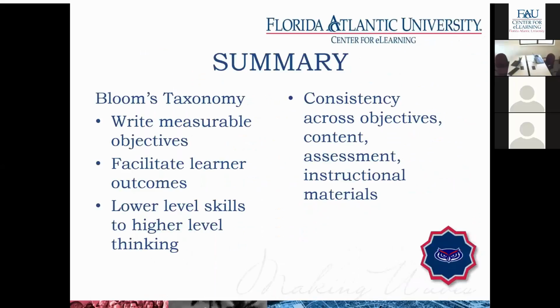So we thought about measurable objectives. We thought about how those objectives are going to produce our learner outcomes, and that's going to come more as you move into the second part of Module 3. We thought about going from the lower, I shouldn't have said lower level skills because they really are not leveled, but they're the lower form of the skills to develop higher order thinking, rather than levels of thinking. And Fred gave us the idea of consistency across the objectives so that our alignment is there with the objectives, the content, the assessment, and the instructional materials. You all have come a long way with this.